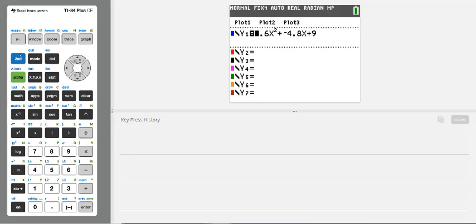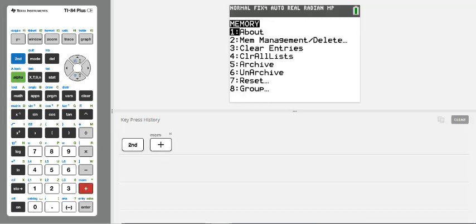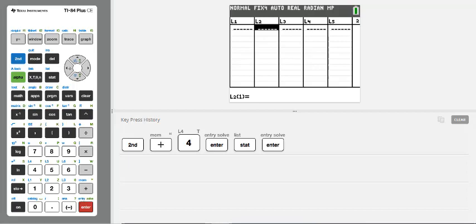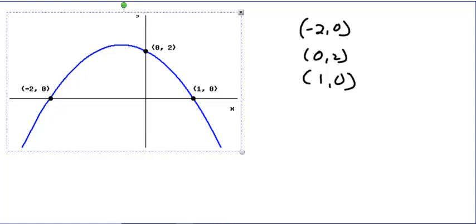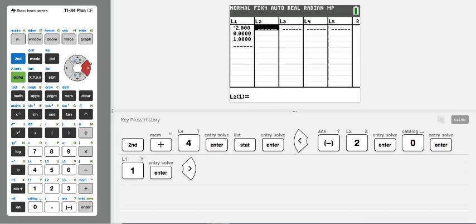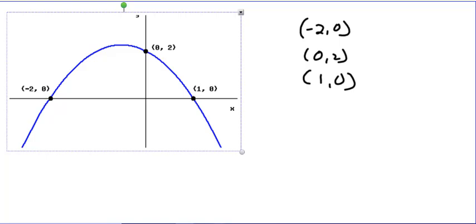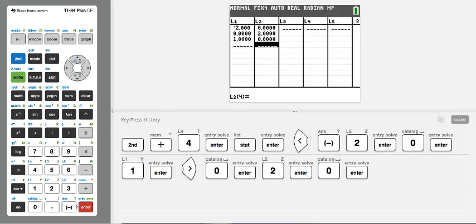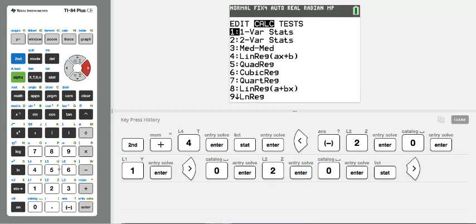All right, so second plus 4, enter, clears all my lists. And then I'll hit stat, enter, and make sure I'm back on L1. So let me look at my list. -2, 0, and 1. So -2, enter, 0, enter, 1, enter. And then let's look at my y's. 0, 2, 0. Okay. 0, enter, 2, 0. And now I go stat, calc, number 5, quadratic regression.